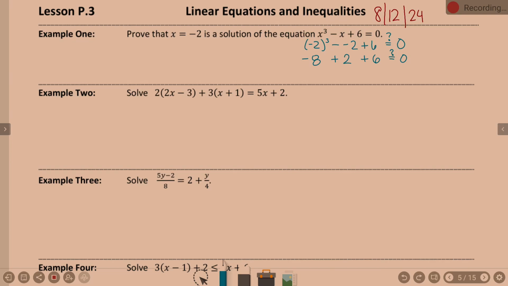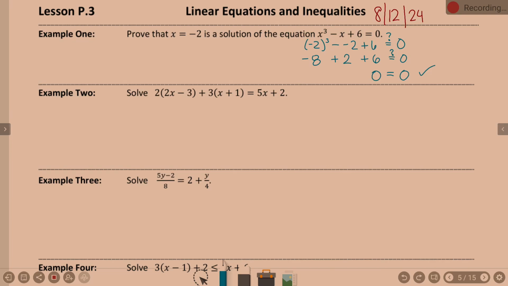So we just came up with the statement that 0 equals 0. So, is -2 a solution? Yes, it's a solution. My proof is in my work here. That's how I proved that this is true, I just showed my work. Okay? Questions there? Got that? Easy peasy, right?